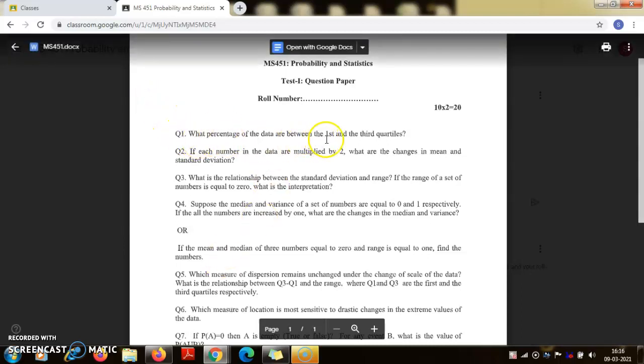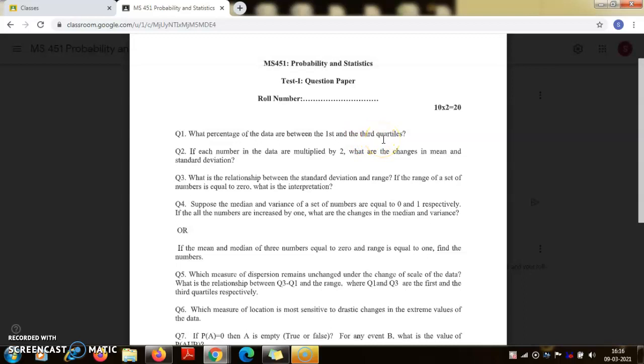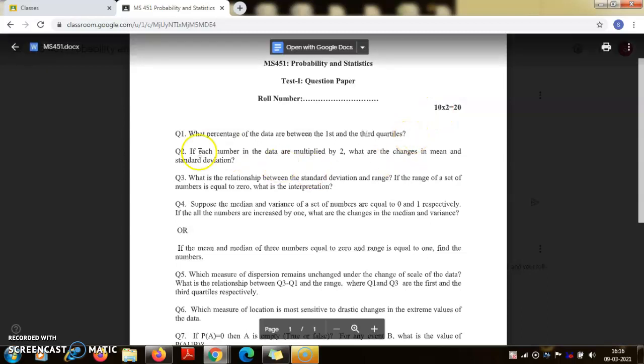What percentage of data is between the first and the third quartile? So that is how much? Above the first quartile it is 75% and above the third quartile 25%. So between them is 50%. Below the first quartile it is 25%, above the third quartile it is 25%, so 25, 25, and in between it is 50%. So the answer is 50%, question number 1.